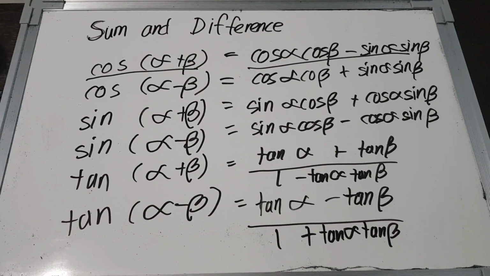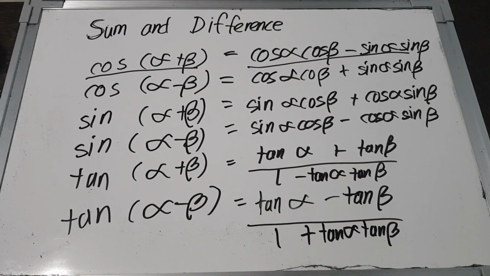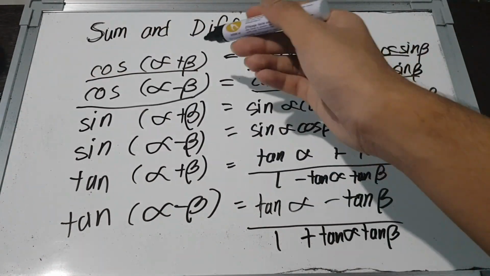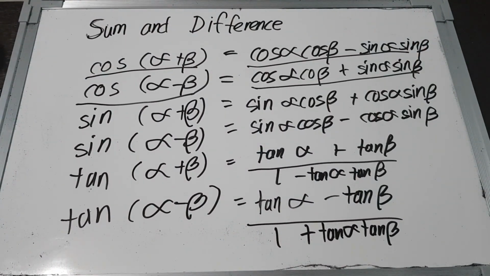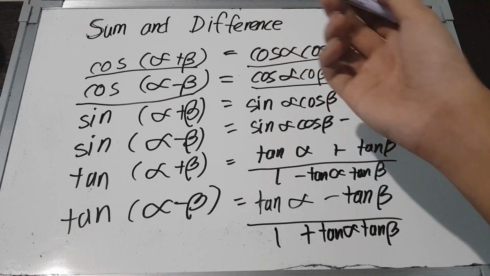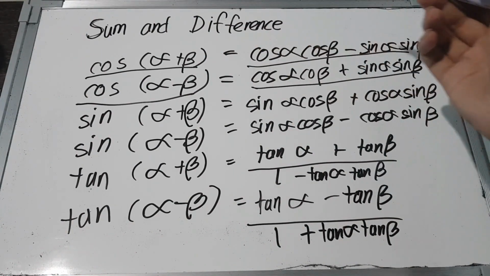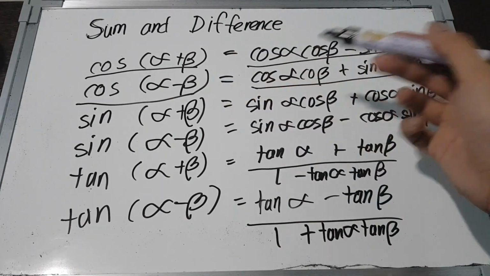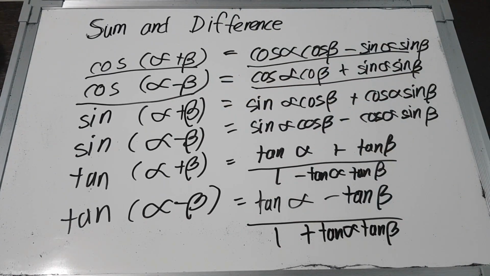First, we have sum and difference. These are basically the expanded forms of this. For cosine, it is easier to remember as cos, cos, sin, sin. And for sine, sin, cos, cos, sin. If for cosine the sign is positive, you would just change it to negative. And for sine, the sign would just be the same.